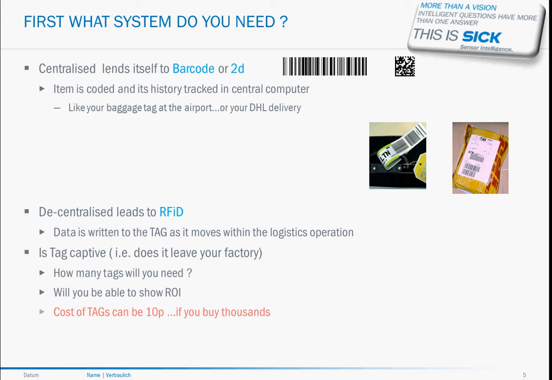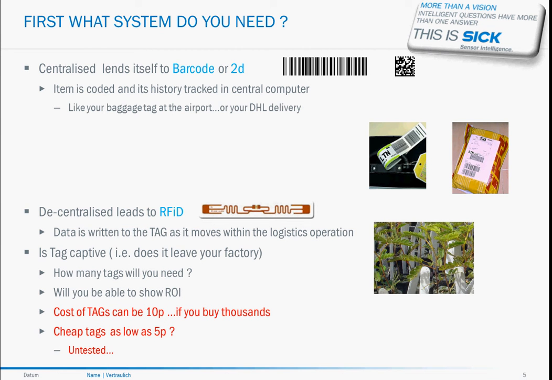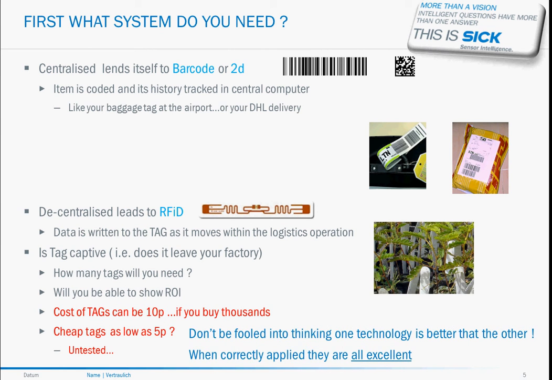A decentralized system lends itself more to RFID, and that's where the information about the product is held on the product itself, and that can be rewritten to it. So for example, in the application down here you can see where we're maybe putting in dosage instructions of weed killers or pesticides onto plants, and we want to keep a record of each time it was changed or when something was done to it. And this means the information follows the item around.